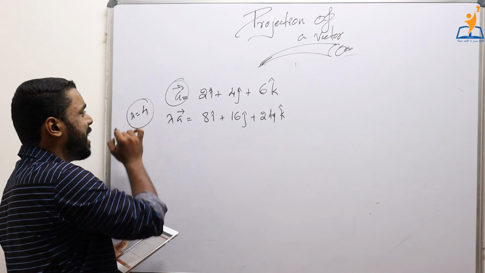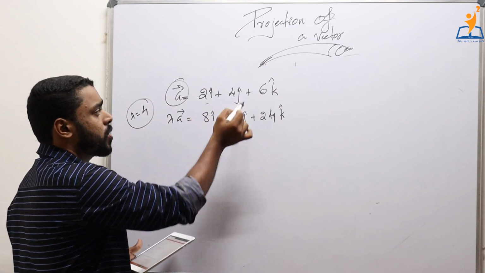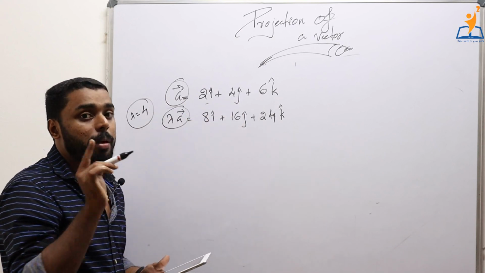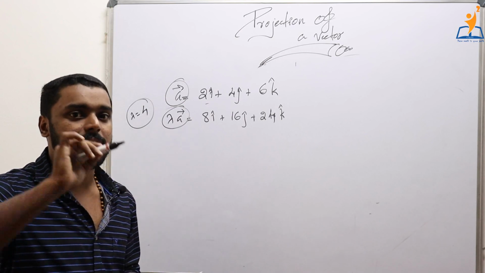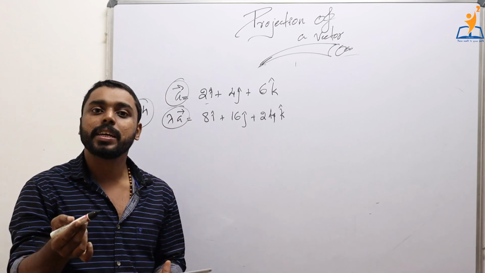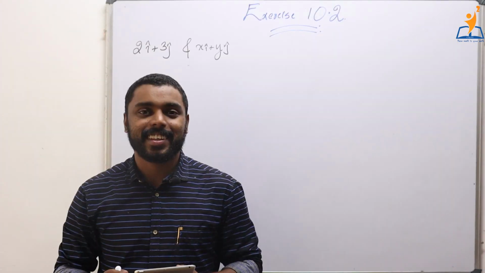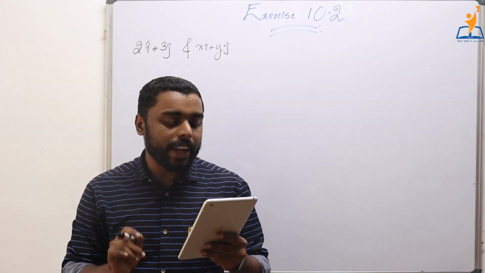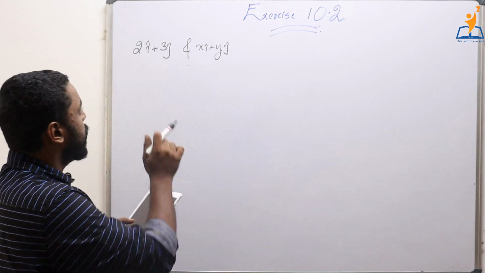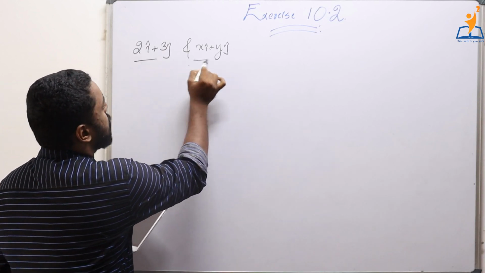You can choose any lambda instead of this, any vector instead of this. Just find lambda A. Lambda should be a positive number so that we get the same direction. If lambda is a negative number, the direction will be reversed. Okay. The next question is, find the values of x and y so that the two vectors are equal.